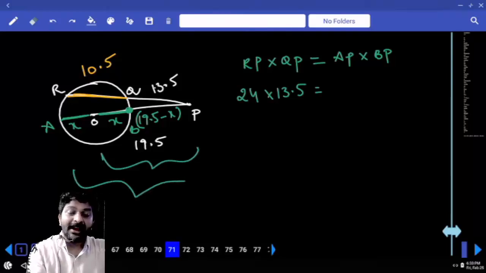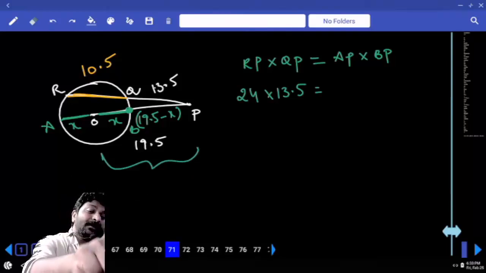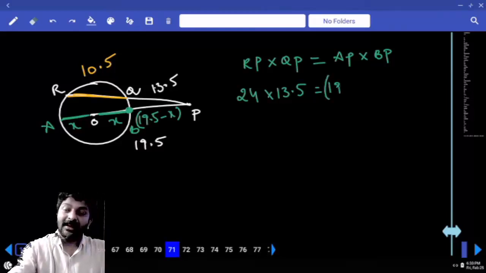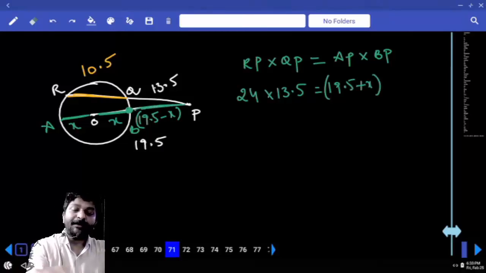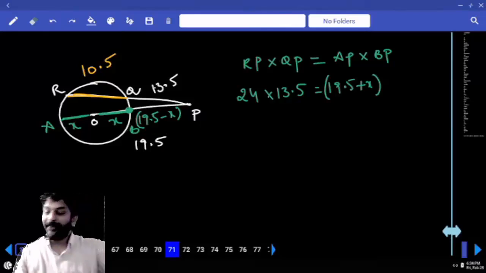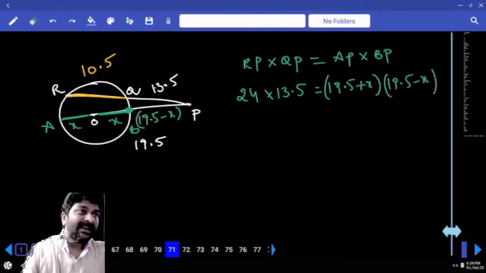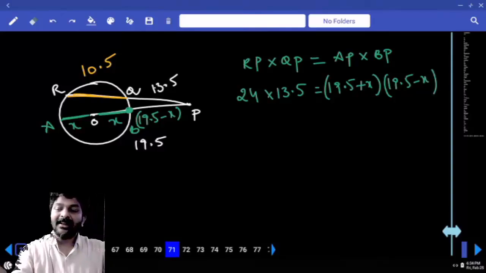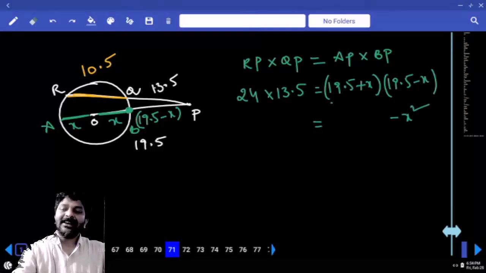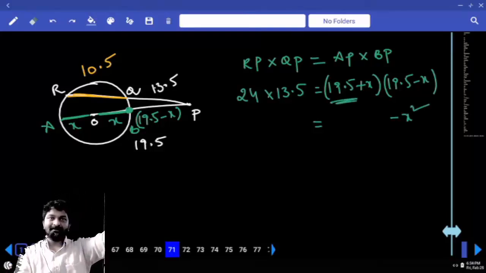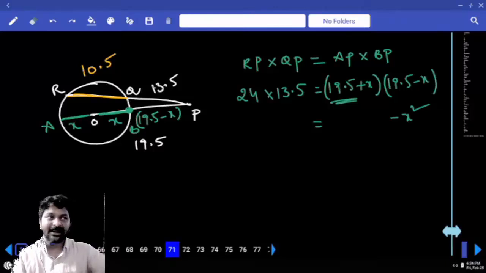AP: you know that O to P is equal to 19.5, but now we want A to P. That means we have to add x, right? That is 19.5 plus x. BP, what is the BP length? It is 19.5 minus x. The right hand side is in the form A plus B into A minus B, which is A square minus B square. So 19.5 whole square minus x square. Treat 19.5 as 195; forget about the decimal, we'll consider the decimal later.